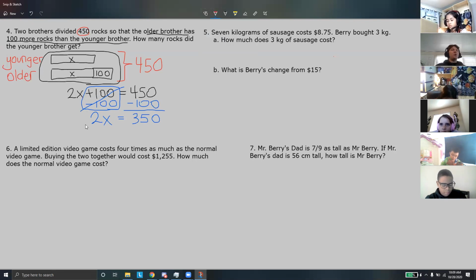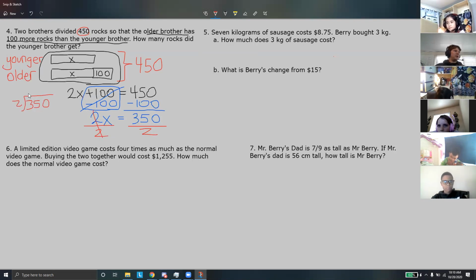And then we don't want to know what 2 times x is. To get rid of that 2, we can divide both sides by 2. The opposite of multiply by 2 is divide by 2. So multiply by 2 divided by 2 is nothing. They cancel out. Then 350 divided by 2. Let me just do that so you guys can see it.